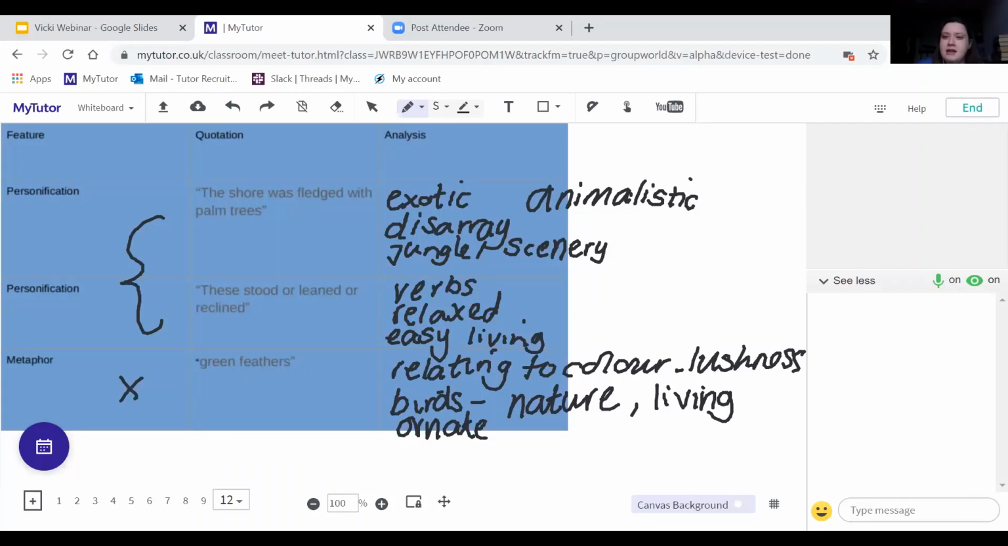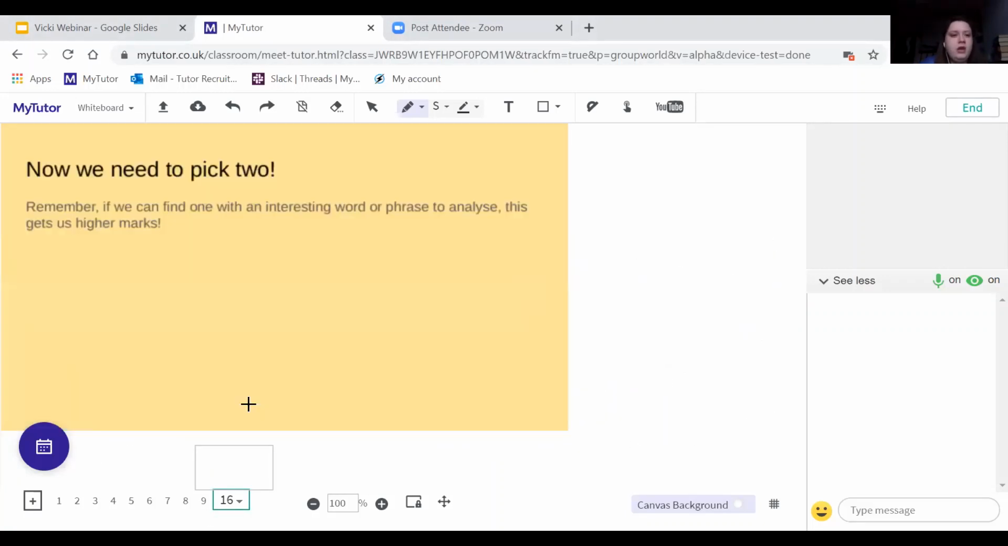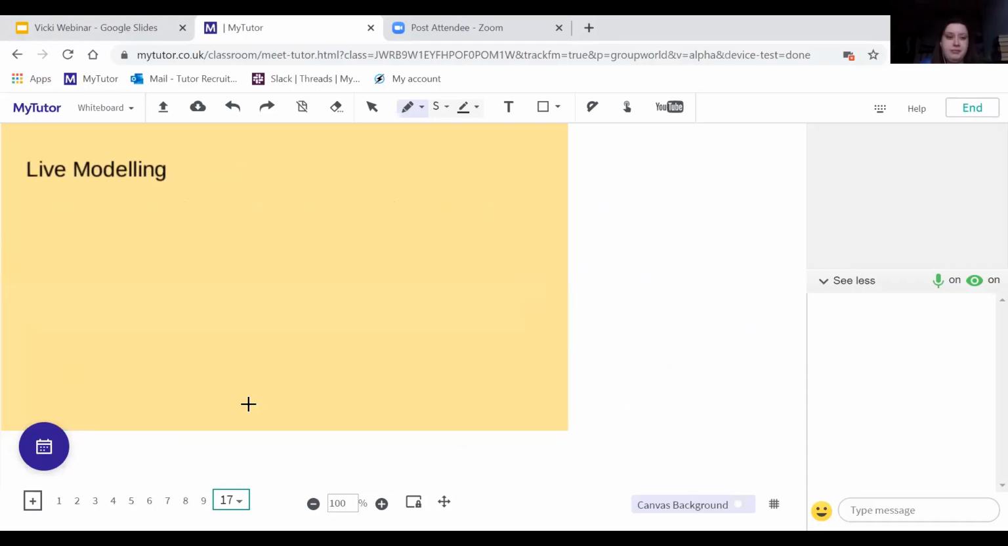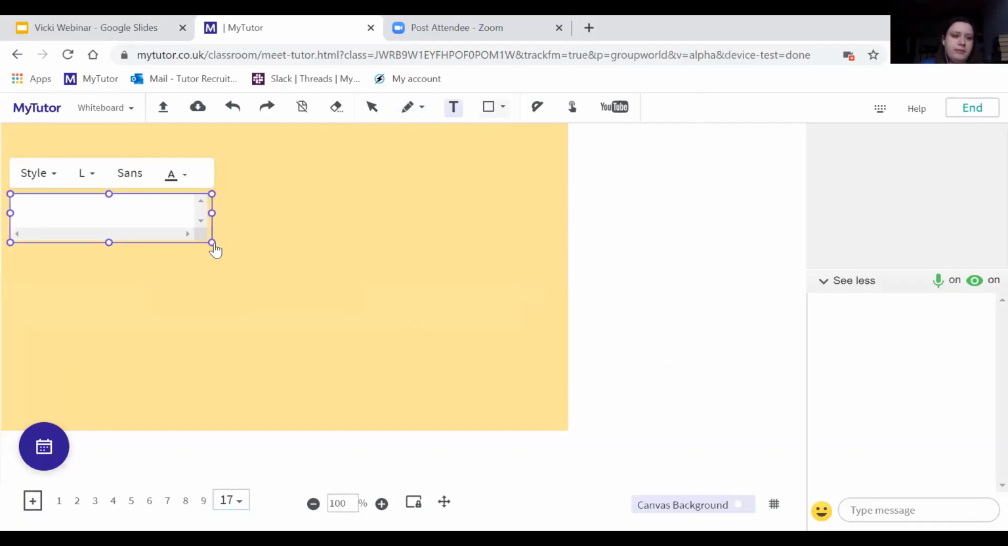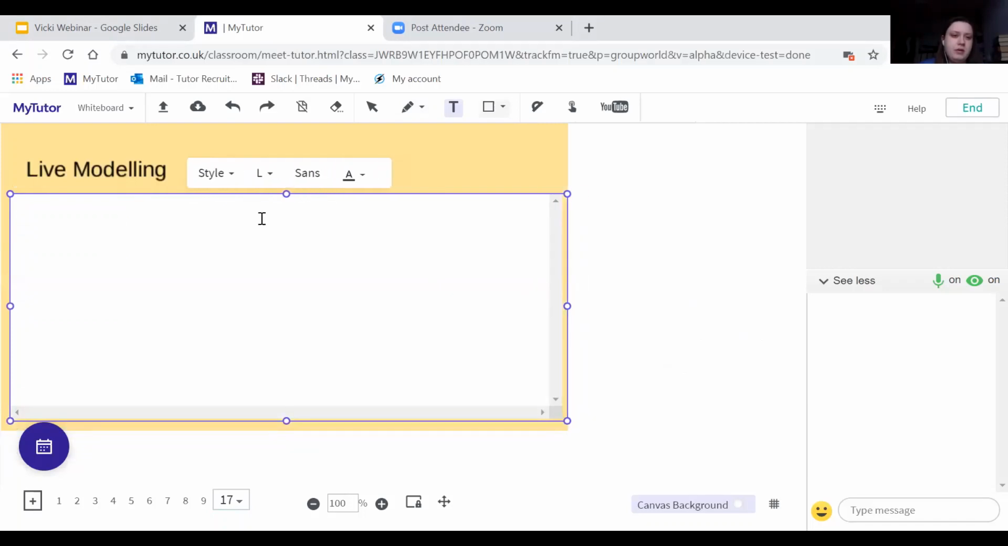Right, okay, let's just quickly look at the chat. Okay, right, so no burning questions so far. Right, so I've picked my two. So let's have a go at actually writing this up.